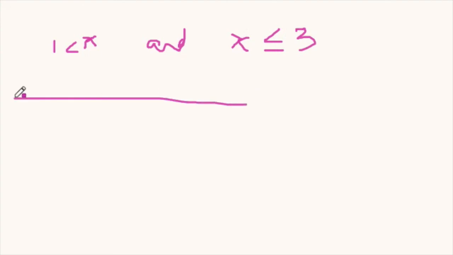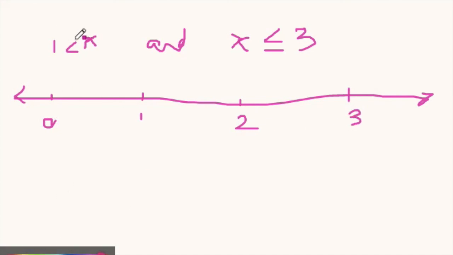All right, now let's do an AND question with the intersection, and I'm going to show you guys how to show the answer as a compound inequality. Let's say 1 is less than x and x is less than or equal to 3. Now let's put our number line in. If this is 0, this is 1, 2, 3.